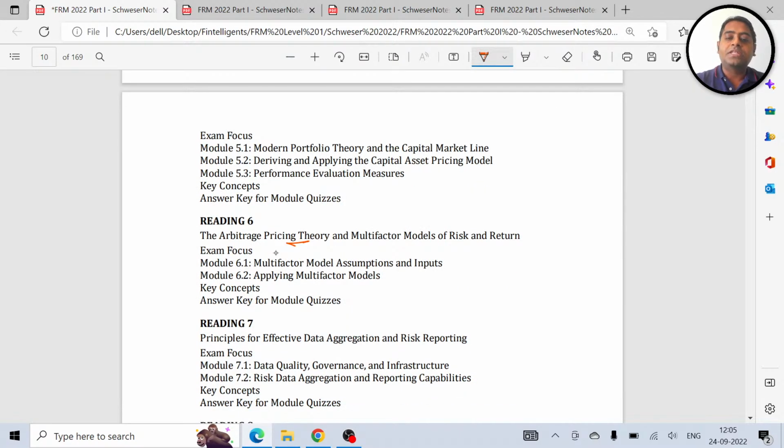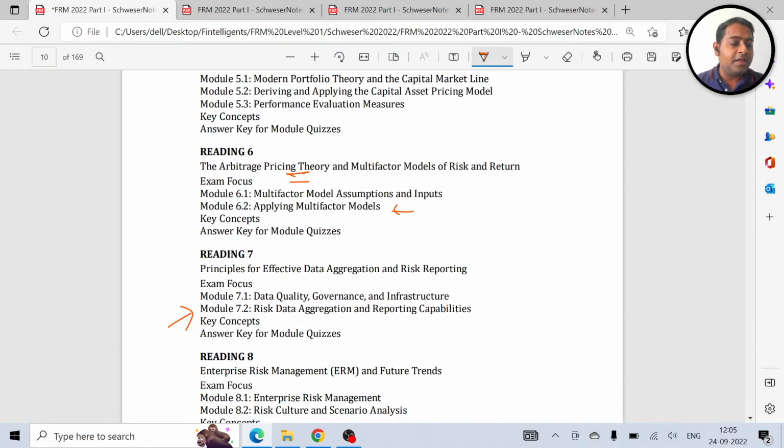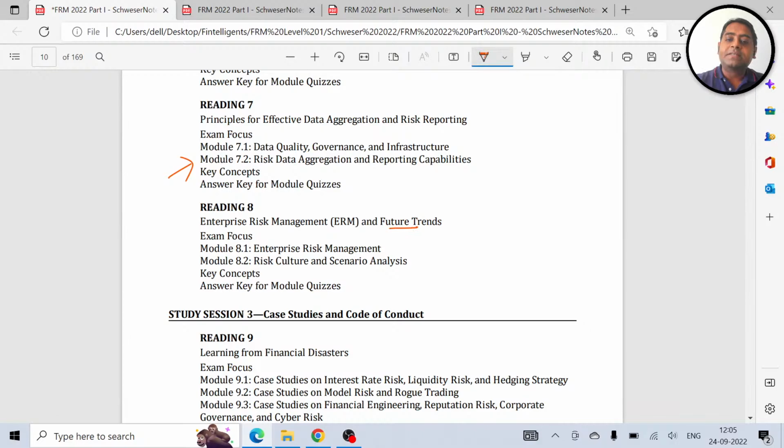From the APT, arbitrage pricing theory, there is the Fama-French theory, which is important. Principles for Effective Data Aggregation is not very important. I don't see many questions coming. One or two students might get a question from this chapter, but not the overall population going for the exam. Enterprise Risk Management: you can expect one theory question from this chapter somewhere, connecting to the broader aspect of risk management.